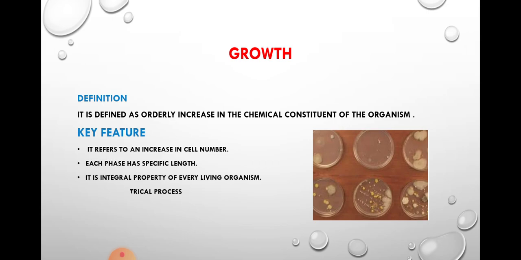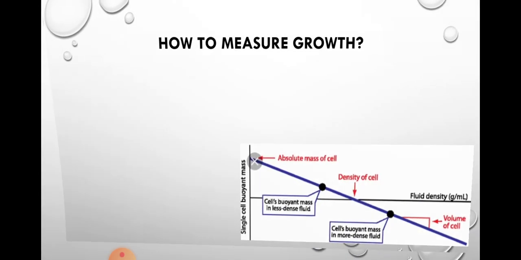Some of the key features of growth are listed here. It refers to an increase in cell number. Each phase has a specific length. It is an integral part of every living organism. It is an irreversible process and it cannot be reversed.